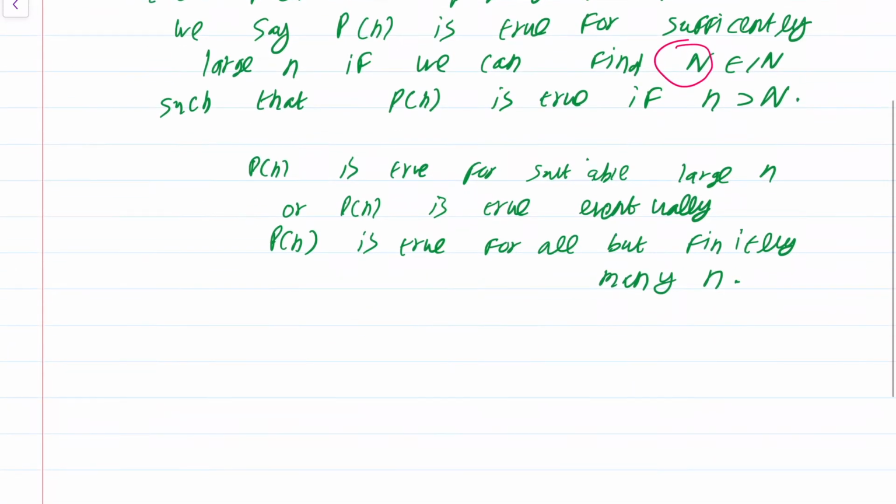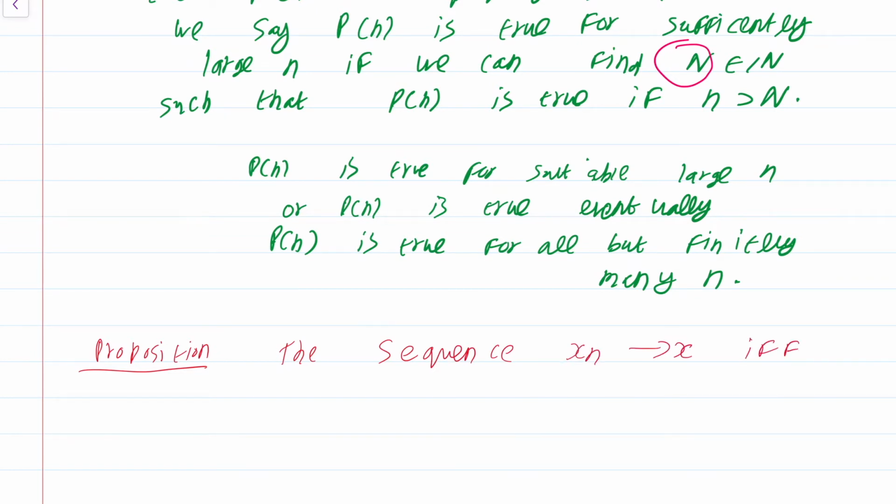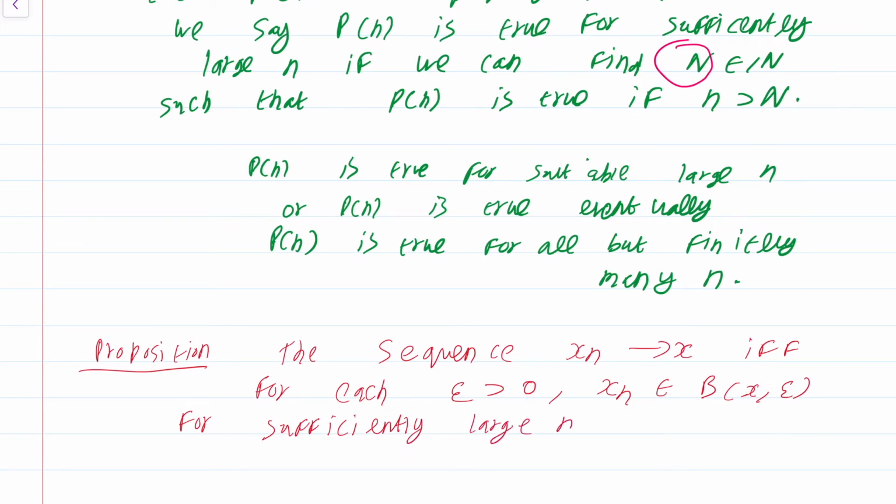So now that we have this additional terminology, the definition of convergence becomes rather easy, which I state as a proposition and I leave it to you as an exercise because it's just a matter of unwinding the definitions. The sequence xn converges to x if and only if for each epsilon greater than 0, xn is an element of B(x, epsilon) for sufficiently large n. This is just a reformulation, and as you can see, we have gained a great economy in our expression.